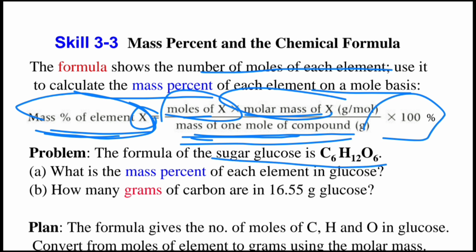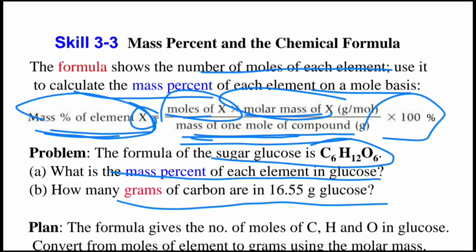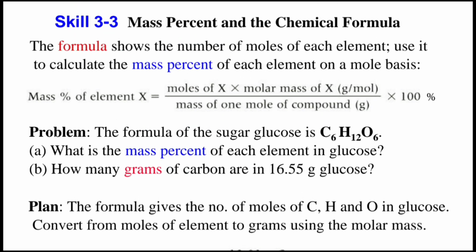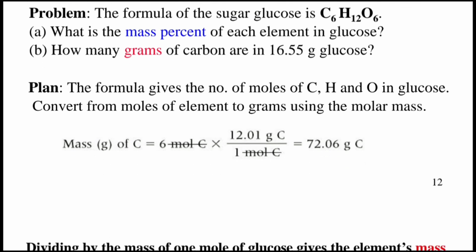Problem here: C6H12O6. What is the mass percentage of each element in glucose? Find by yourself. How many grams of carbon are in 16.55 grams of glucose? Okay, let us see. Plan: the formula gives the number of moles of C, H and O in glucose. Convert from moles of elements to grams using the molar mass.